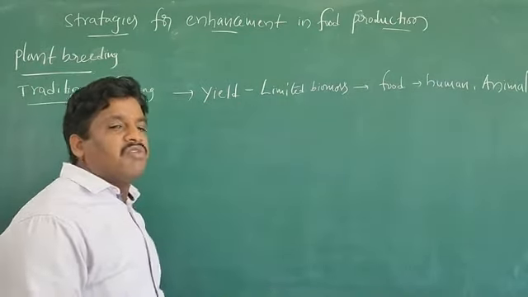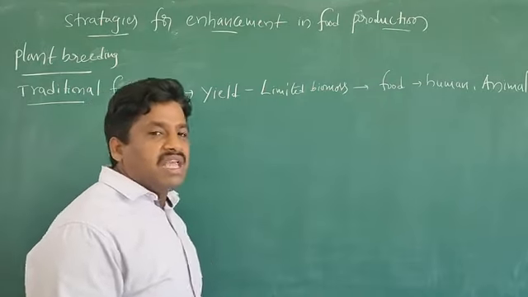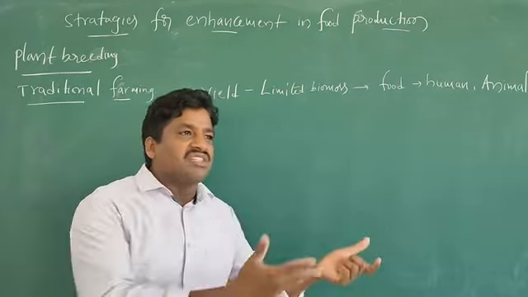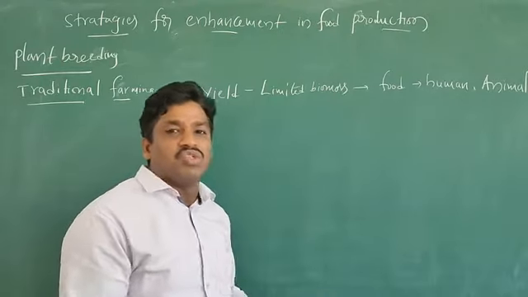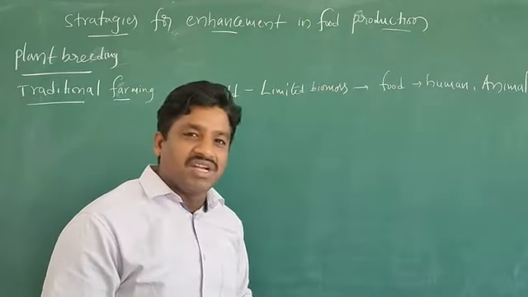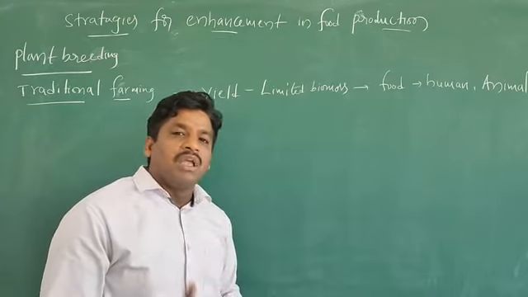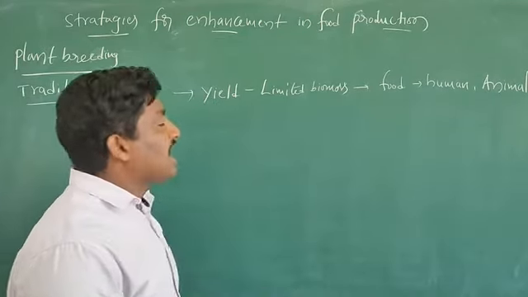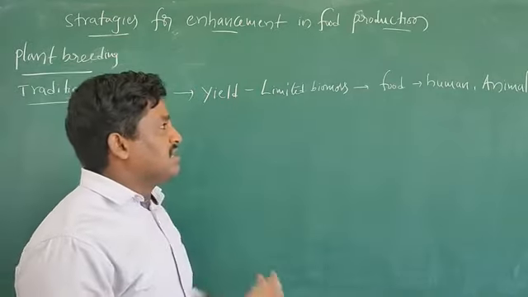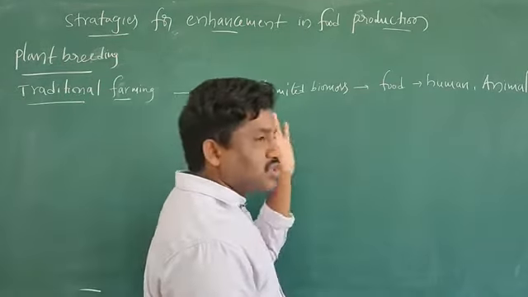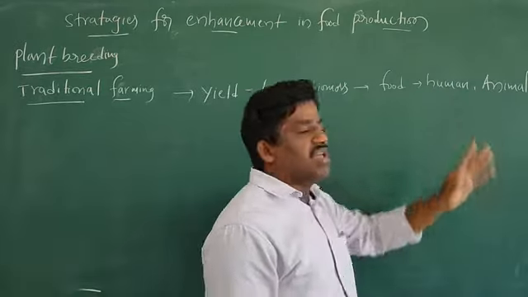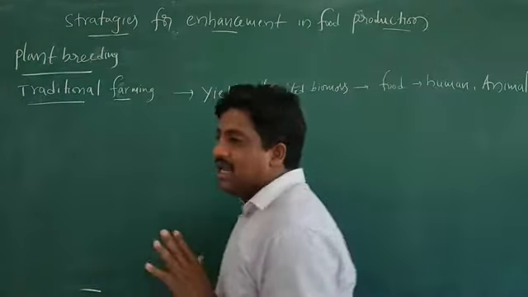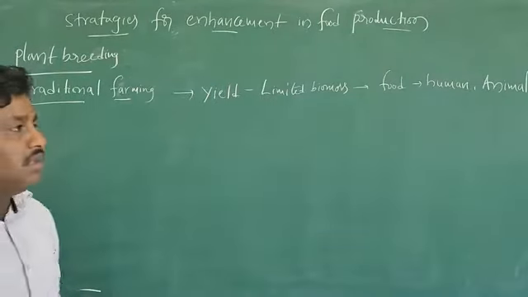How is it? The farmers use the natural resources that are present. Not only are natural resources utilized for the crop varieties, but chemical fertilizers are also used. As a result, the yield is limited. That limited biomass is used as food for human beings and also animals. So this is the oldest plant breeding method.